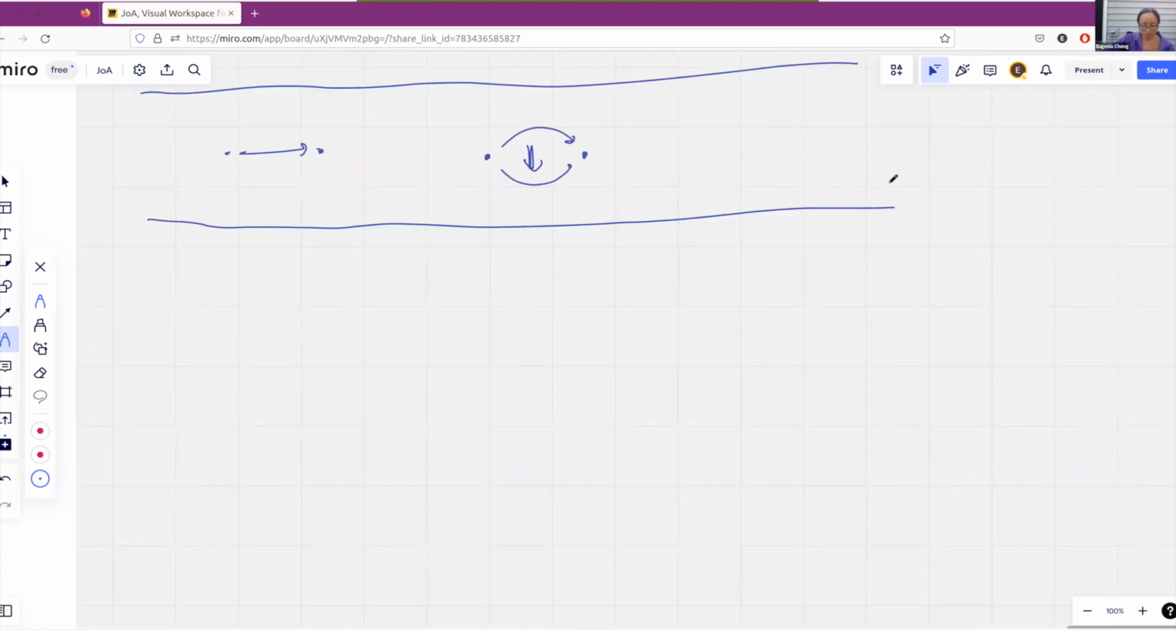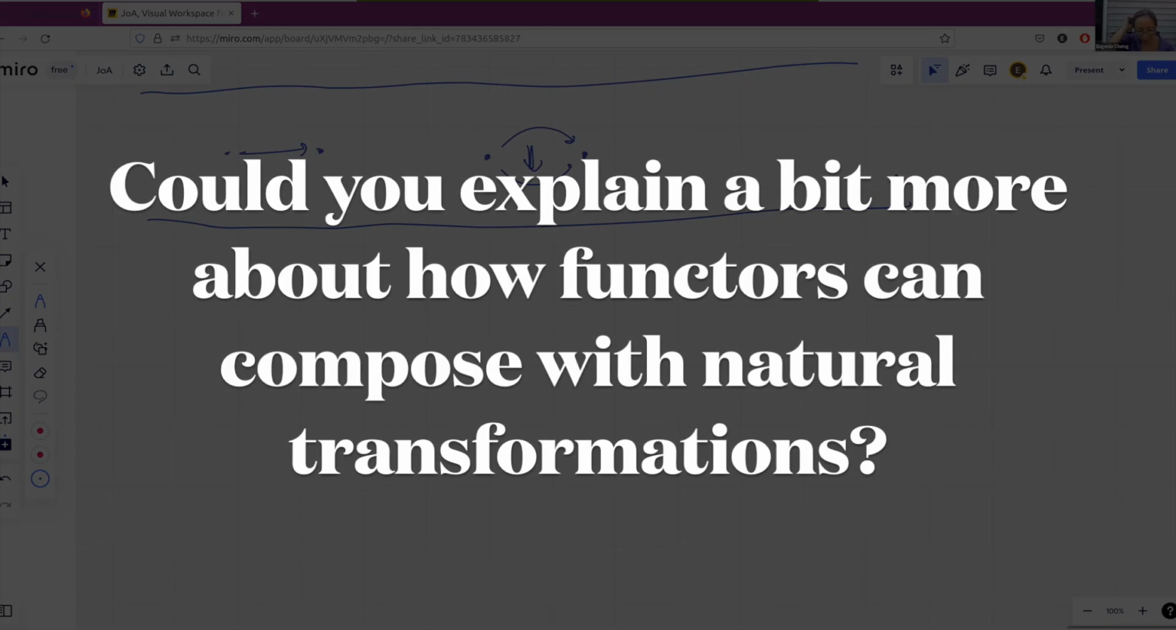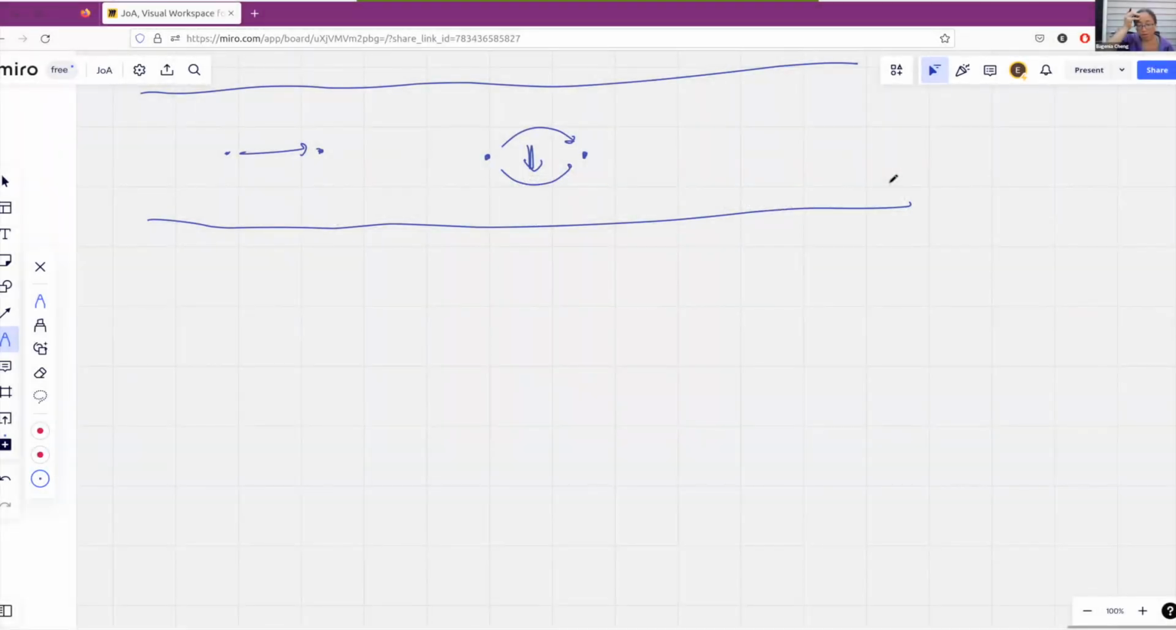Someone says, I'm still feeling a little unsure about how functors can compose with natural transformations and how these compositions result in natural transformations. If I compose an identity functor with an identity natural transformation, how does the resulting natural transformation relate to the functor? Okay, good question. So let me show you a way to think through this situation.